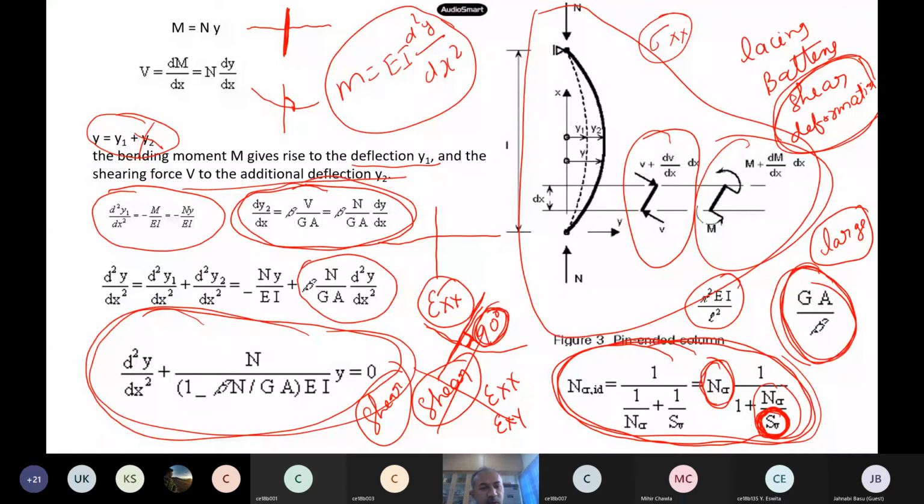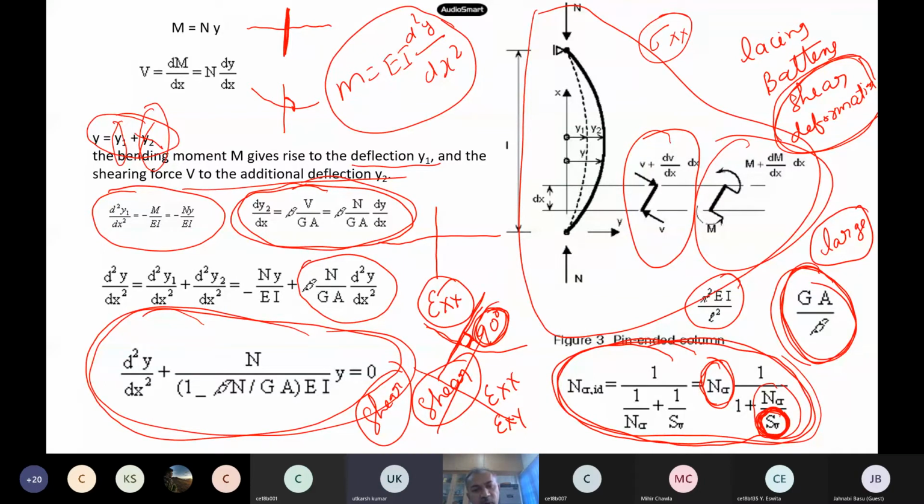Now what is the extra thing we are doing for built up columns? You are having two terms. What are those two terms? Just now I told you, right? So y1 plus y2. What are the two things? Y1 is related to bending and Y2 to shear deformation.